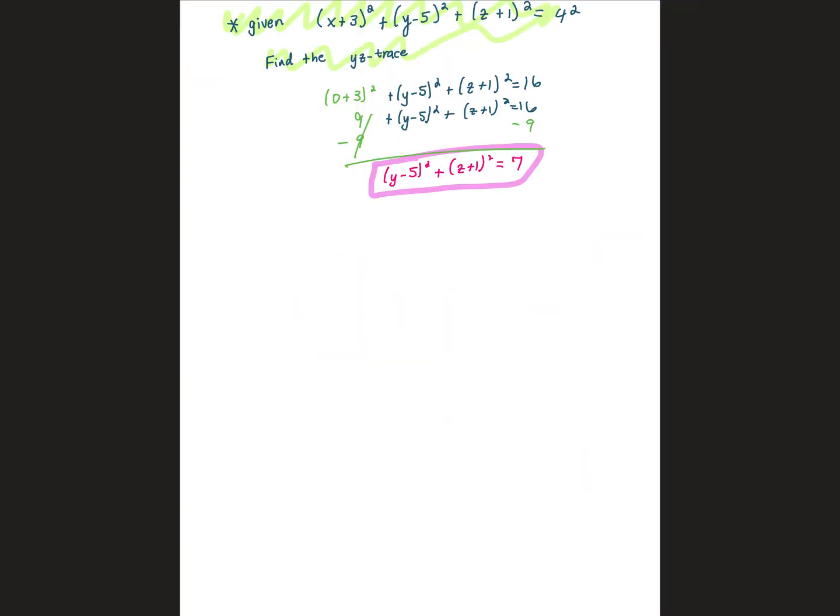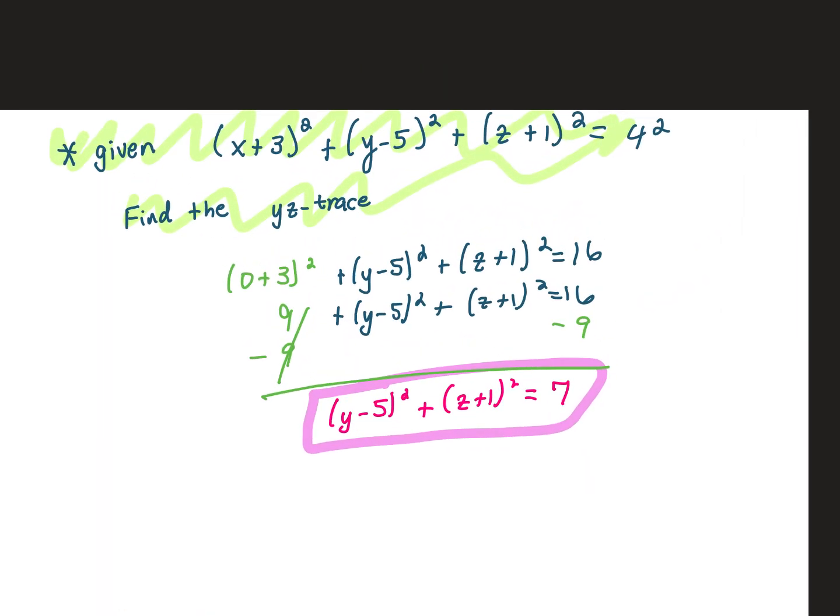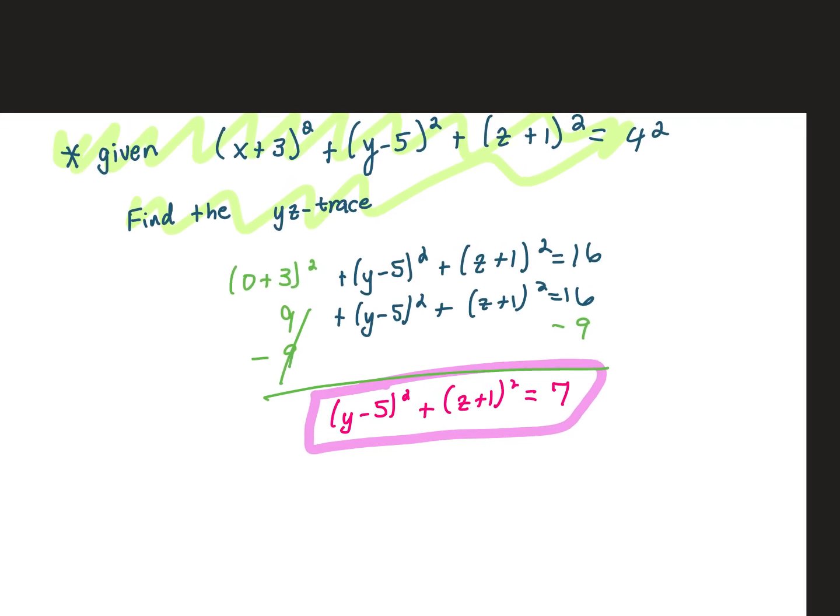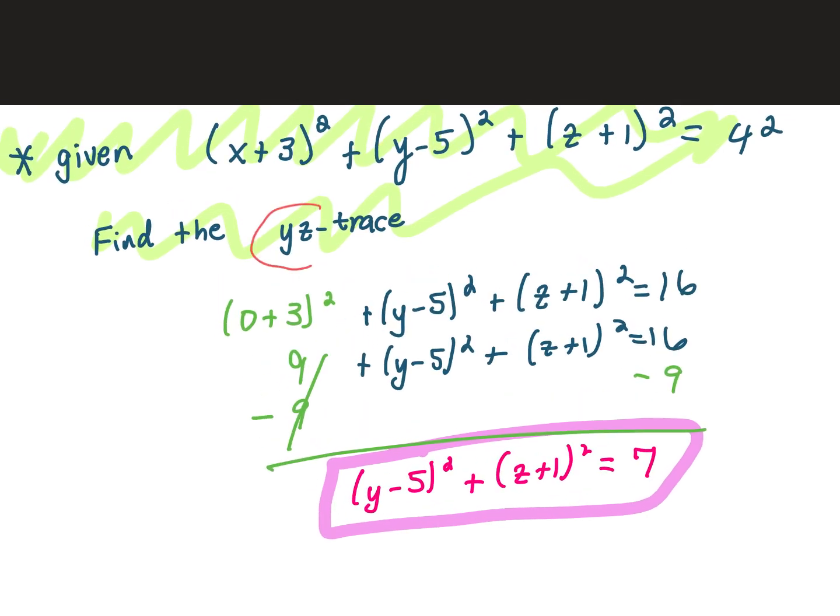And then there's going to be one question. This is a very easy question. If they give you an equation and they say find the XY trace, the YZ trace, remember, whatever the letter is that they don't mention, what do you plug in for 0? The letter that they don't mention. Notice they say here the YZ trace. What letter did they not mention? X. So I plugged in 0 for X, and you just solve. It's super basic. You plug in 0 for the letter that they don't mention, and then you just solve. Everybody see that? Super straightforward, I promise.